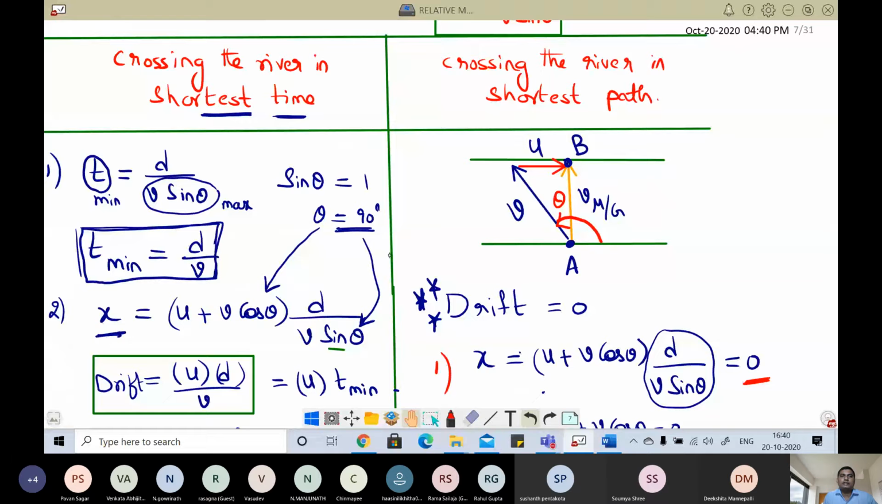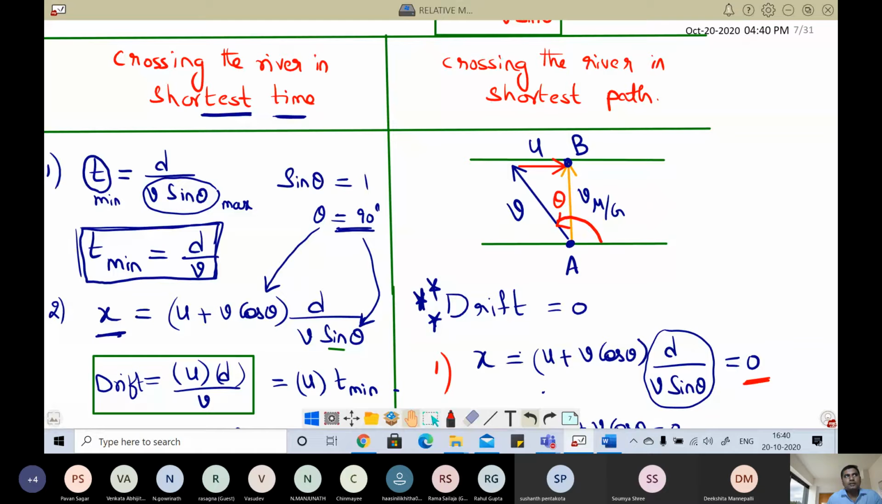Okay, so in case of shortest time, time is equal to D by V, and drift is equal to minimum time into river velocity. You can remember it like that. And minimum time, if you want to remember, is the width of the river by man's effort. You can remember it like that also, so that you will not have confusion about the symbols.